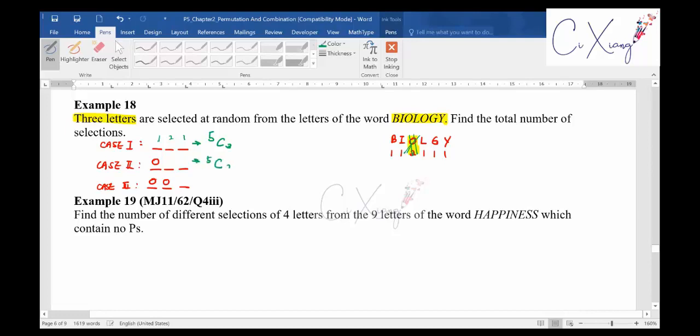It will be 5C... You don't need to consider which O to choose, because both O are similar. So you have two spaces, two letters to choose. So it should be 5C2. And the third case here should be 5C1. So case number 1 is complete, case number 2 is complete, case number 3 is complete. Therefore, to get the final answer, you have to add these three cases together. So 10 plus 10 plus 5, which equals 25.